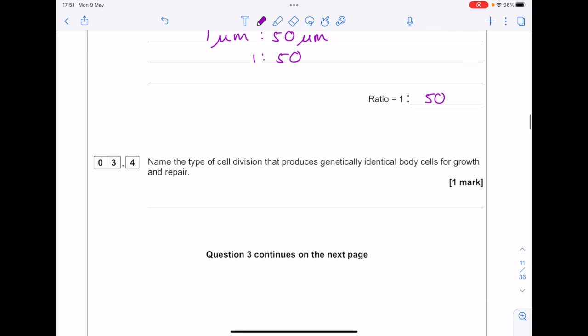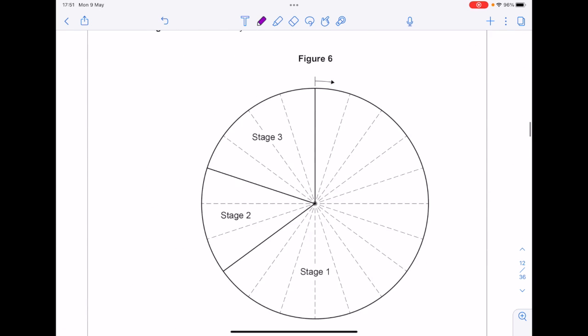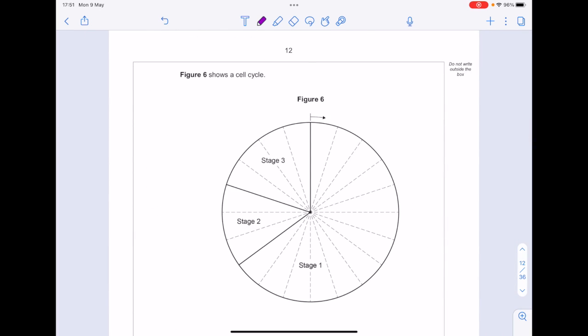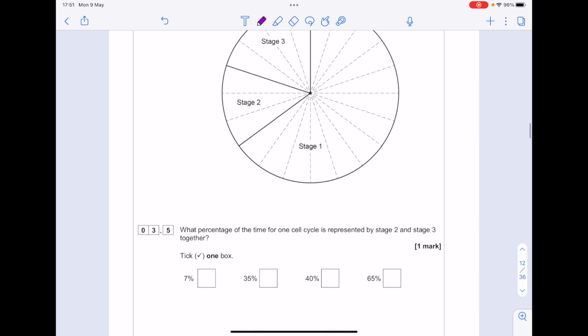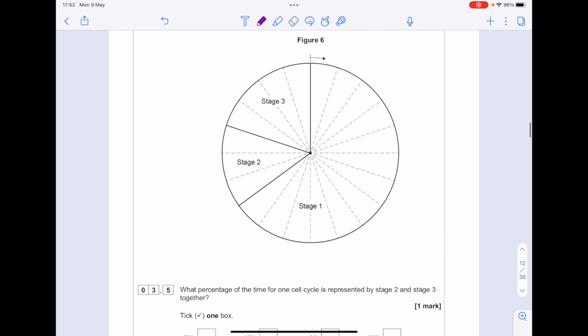Name the type of cell division that produces genetically identical body cells for growth and repair. There's the clue, growth and repair. Mitosis. Remember, the daughter cells here are genetically identical. Figure 6 shows a cell cycle. What percentage of the time for one cell is represented by stages 2 and 3? So we're just looking at this area here. We'll count how many slices do we have. 1, 2, 3.